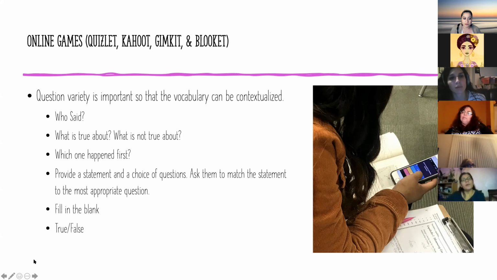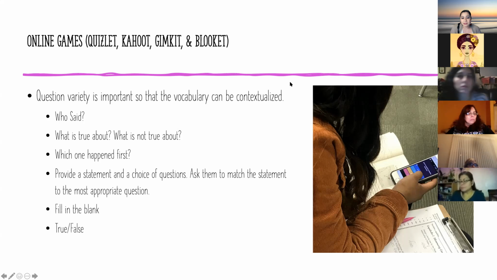Remember when I showed you Bloom's taxonomy earlier, and I said I was always stuck on the remembering phase? When we are creating Quizlet, Kahoot, Gimkit, or Bluekit, the new game, Bluekit, for the novels, you want to keep in mind that you give the students the opportunity to see a variety of questions that need to be contextualized. The vocabulary needs to be contextualized.